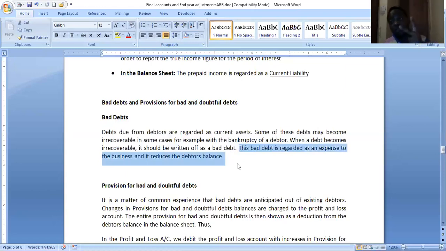So the duality concept still has to apply. So we have to adjust for bad debts twice. One, we record the bad debt as an expense. So therefore, we go to the profit and loss account and show the bad debts as an expense. And then, secondly, we go to the balance sheet and deduct the bad debts from the debtors figure. So the bad debts will decrease the debtors in the balance sheet.